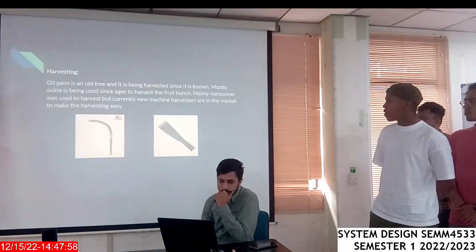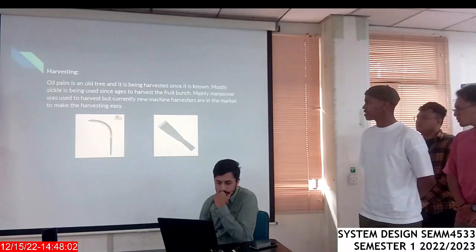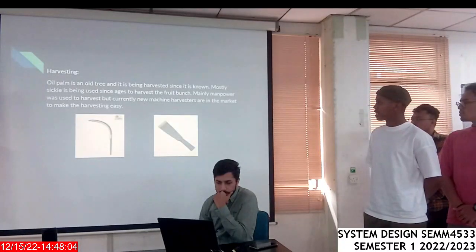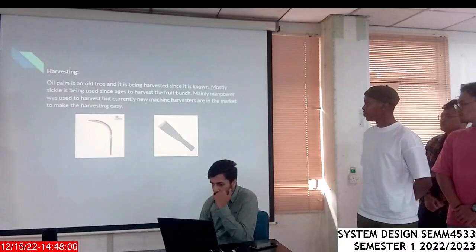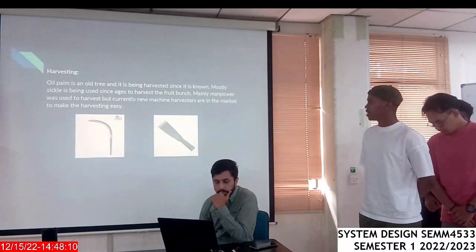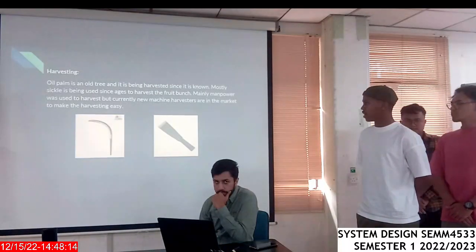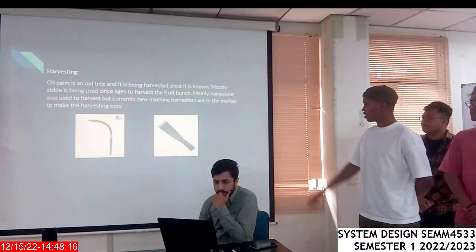For harvesting, the oil palm is an old tree and it has been harvested for a long time. Mostly the sickle has been used since ancient times to harvest fruit bunch. Mainly manual methods were used to harvest, but currently new machine harvesters are in the market to make harvesting easy. This one is a sickle and the other picture is a chisel.